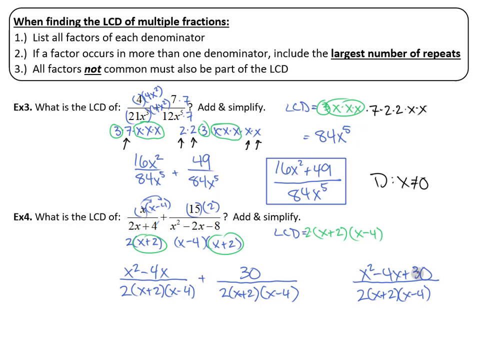Are there factors of 30 that add up to 4? No, I don't think so. So I don't think we can factor the top, which means I don't think we can simplify this. So there is our final answer. It doesn't simplify. And if we were writing the domain, of course, the denominator x cannot equal -2 or +4.